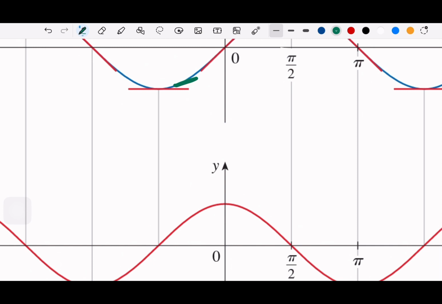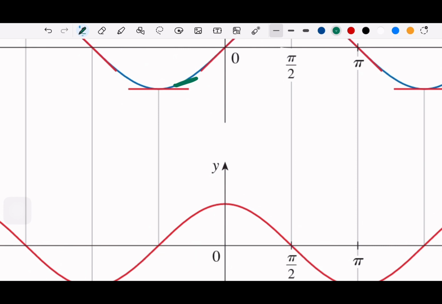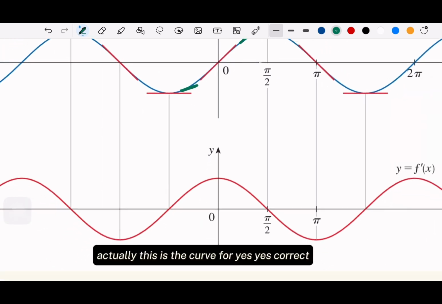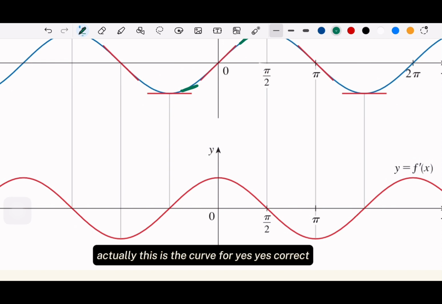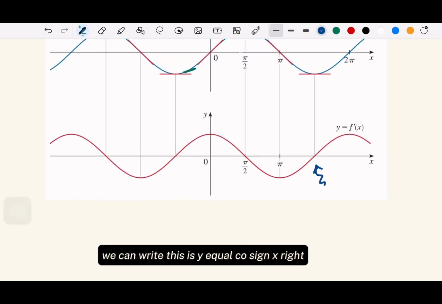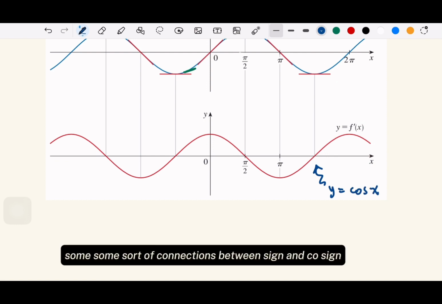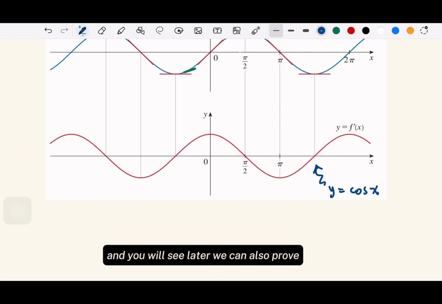And then do the same thing with the other interval, and you will see that this is the curve for the cosine. Yes, correct. So this is actually the graph for cosine x. We can write this as y equals cosine x, right? So you can see some connections between sine and cosine, and you will see more later.